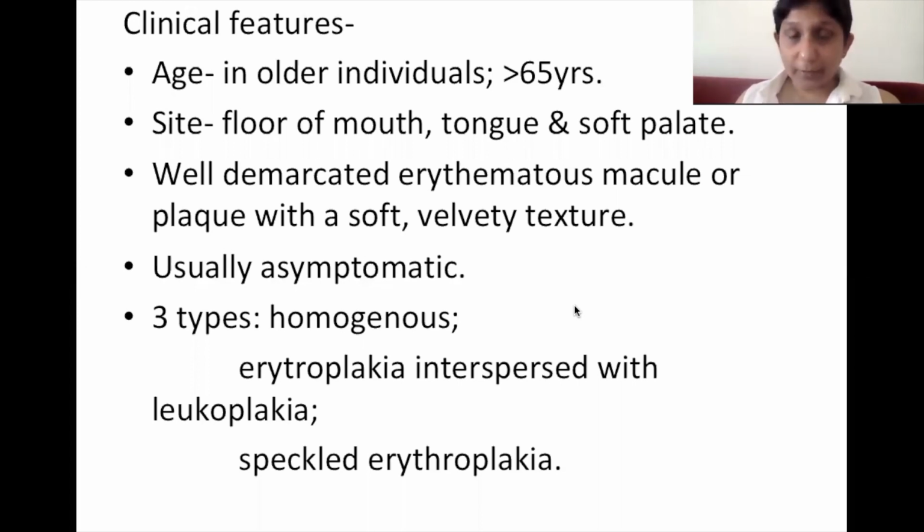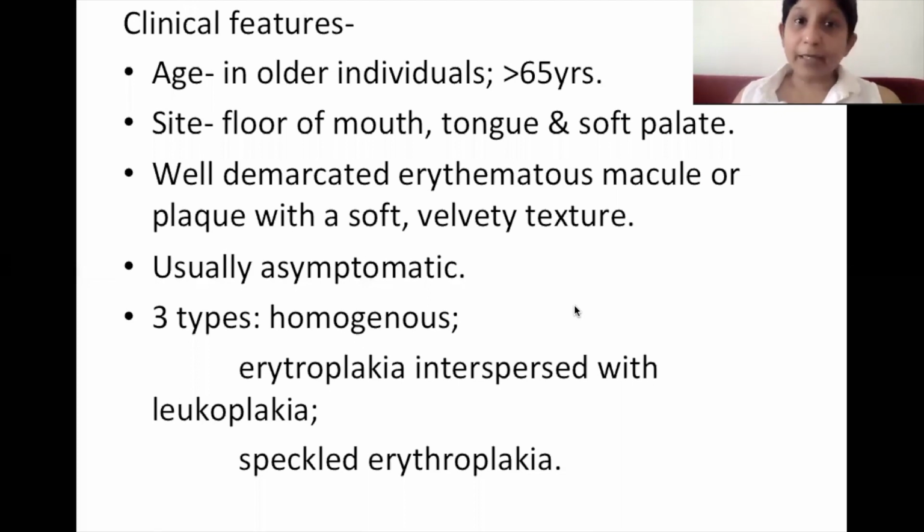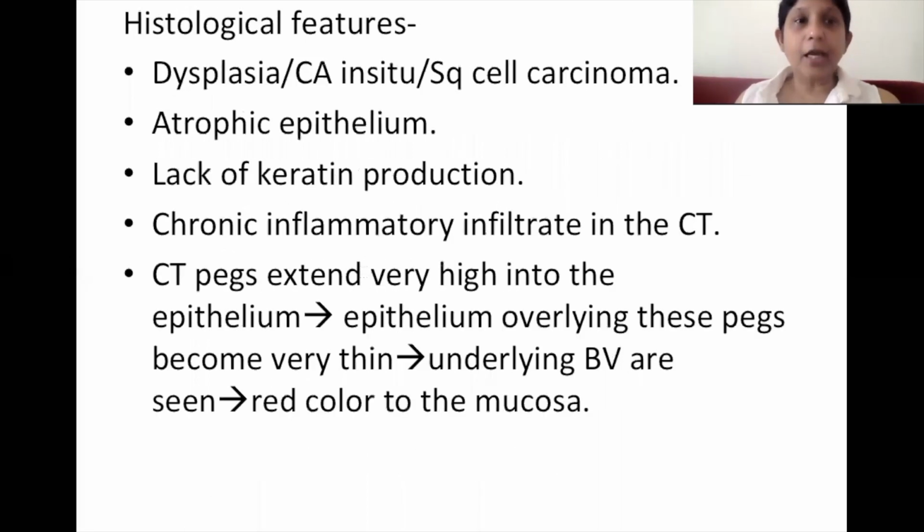Whatever is predominant, matlab the white area is larger, you will call it a leukoplakia, and only red spots are there, that will be a speckled leukoplakia. But if it's an entirely red lesion with small spots which are white in color, then you will call it a speckled erythroplakia. All right. So coming on to histological features, that is very important.